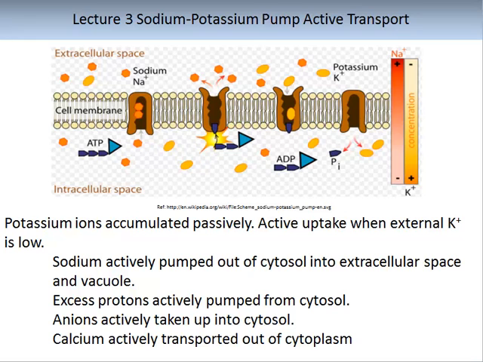Potassium ions accumulate passively. Active uptake occurs when external potassium is low. Sodium is actively pumped out of the cytosol into the extracellular space and the vacuole. Thus, excess protons are actively pumped from the cytosol. Ions are actively taken up into the cytosol. Calcium is actively transported out of the cytoplasm.